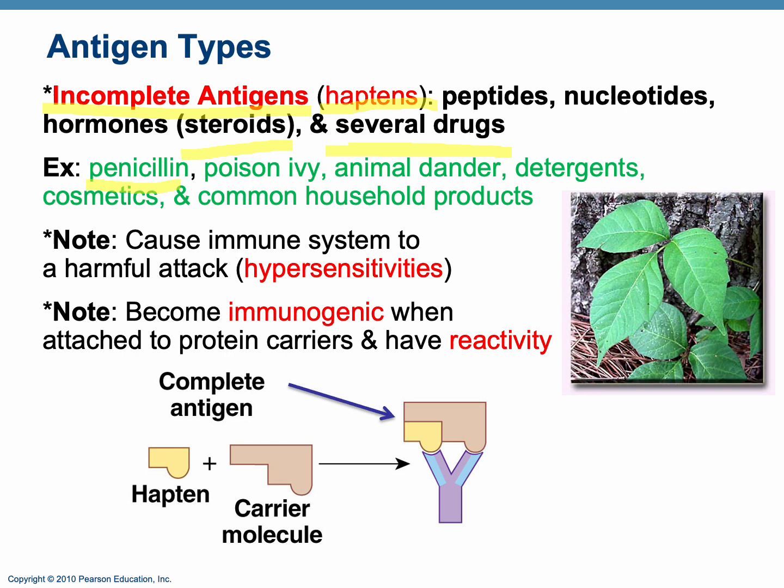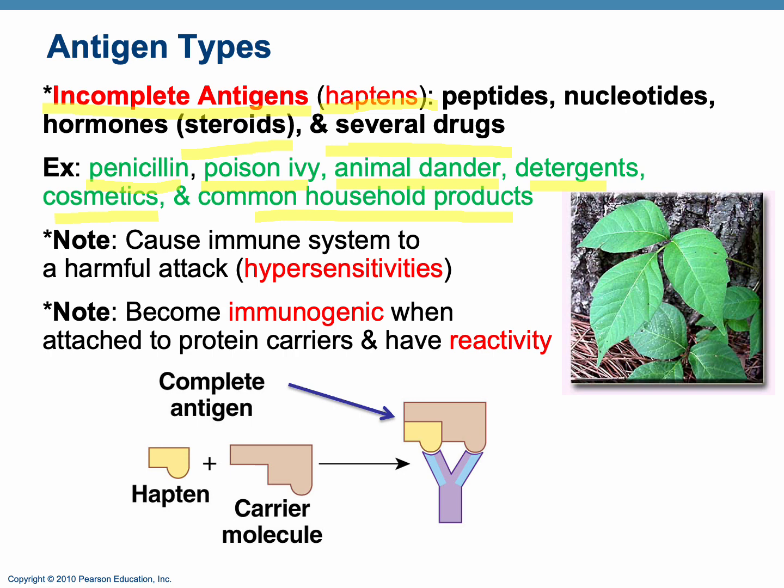Penicillin, a great example for medication. Poison ivy, we've mentioned that. Animal dander, that might come from a dog or a cat. Different detergent products, cosmetic products, common household products, etc. And sometimes these can lead to a very harmful attack.